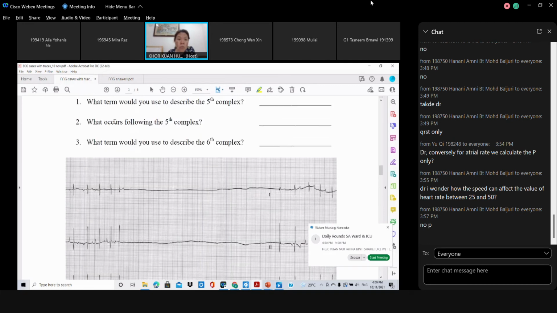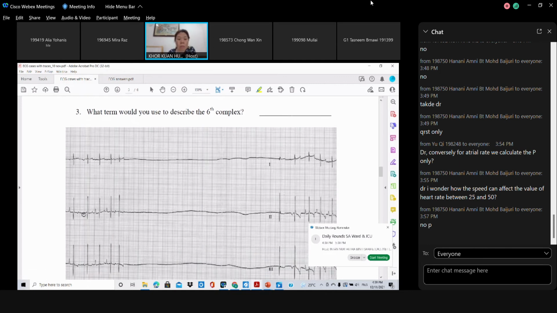So the question over here is, what occurs following the 5th complex? This one is atrial standstill. What term do you describe the 5th complex? This is just referring over here. For sick sinus syndrome or wandering pacemaker, normally you need to see the entire trace to tell what is happening.